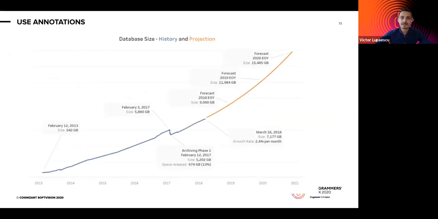Use annotations. So if your data is static and you want to transmit a message, you have, I don't know, an infographic or something that people don't necessarily interact with, you can use annotations for showing what each data point means, or specific or important phases in a timeline.